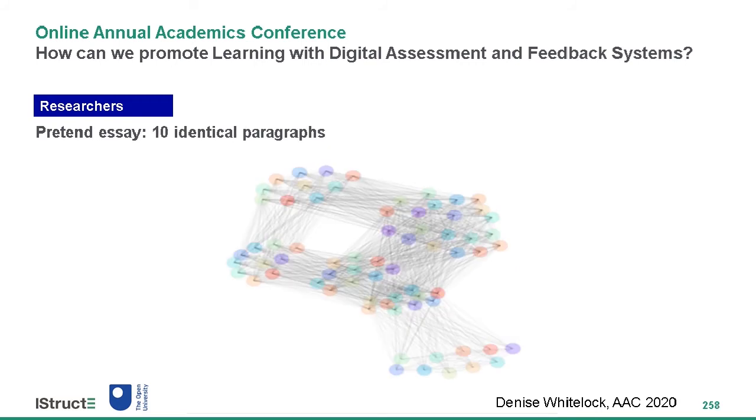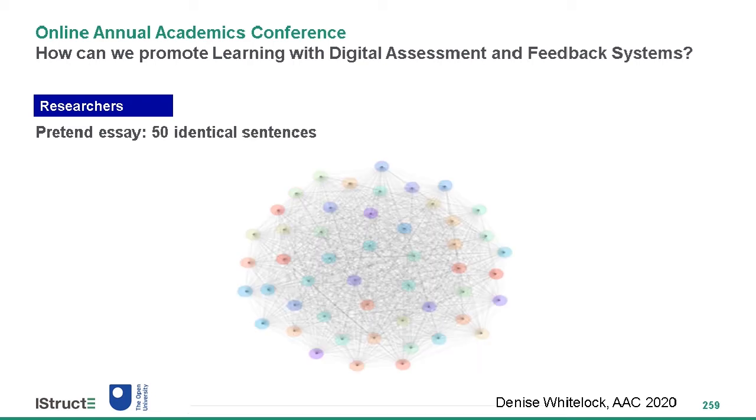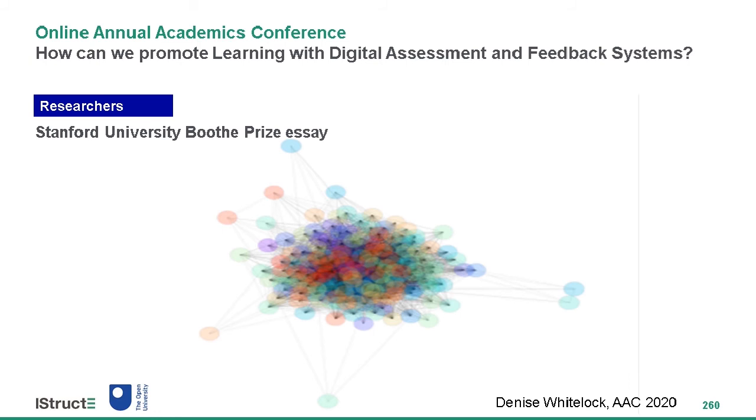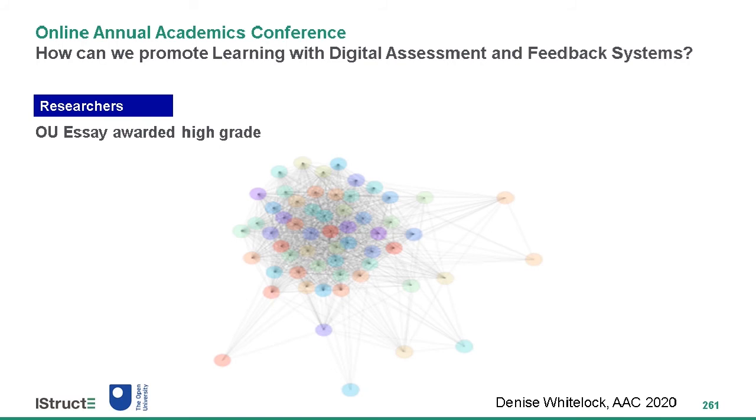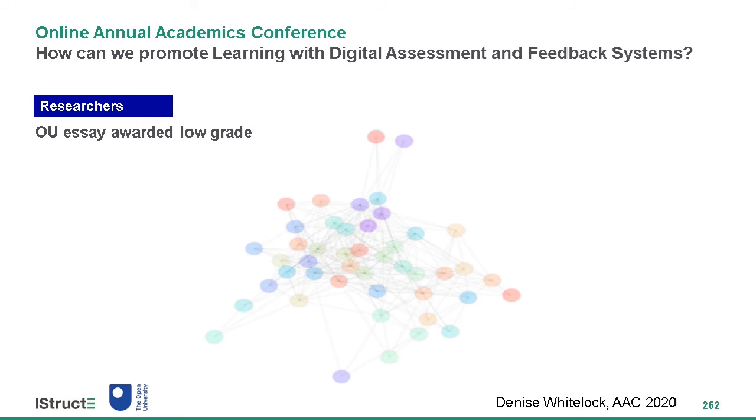Now, what happens when you put in 10 identical paragraphs? We get a pattern that looks like this. If we put in 10 identical sentences, we get this sort of global effect. Now, what happens when we put in a Stanford University Booth Prize essay? You can see here that the conclusion, the introduction, and the evidence are all closely connected. So this is an excellent piece of work. Let's put in one of our students' essays with a high grade. You see, it's not as good as the previous one, but you can see how the connection is coming together, and there are parts of the essay that are quite spurious. And then a low grade.